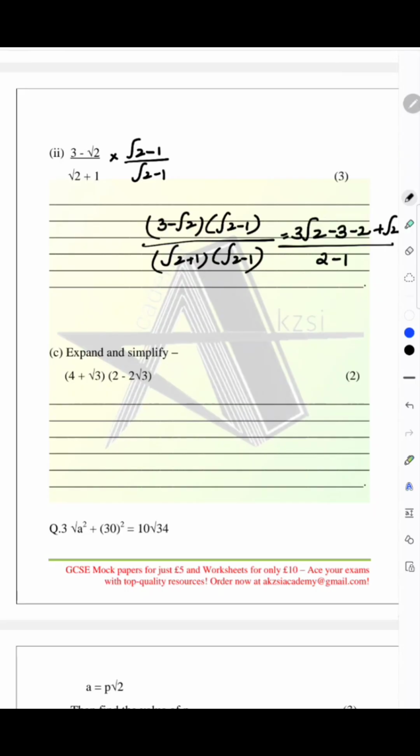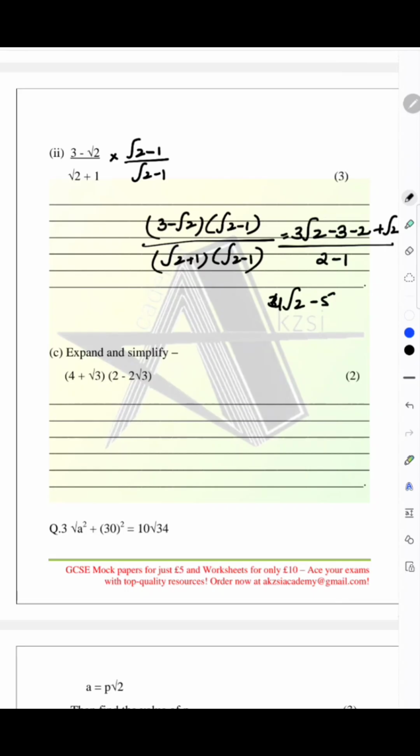There is a simple identity which I already discussed. If it's a plus b times a minus b, two numbers the same but with different signs, it can be written as a squared minus b squared. So the same I am directly applying here. Now this can be written as 3 root 2 plus root 2, that is 4 root 2, and minus 3 minus 2 is minus 5, and that's the final answer.